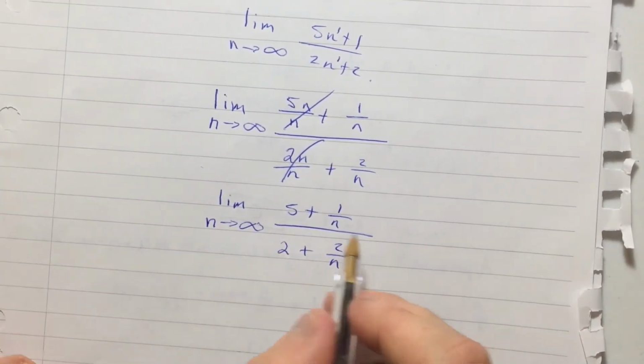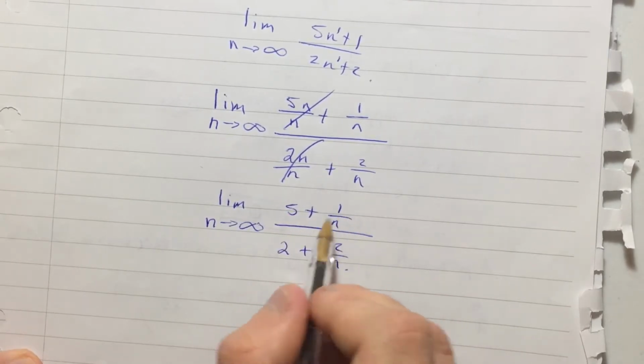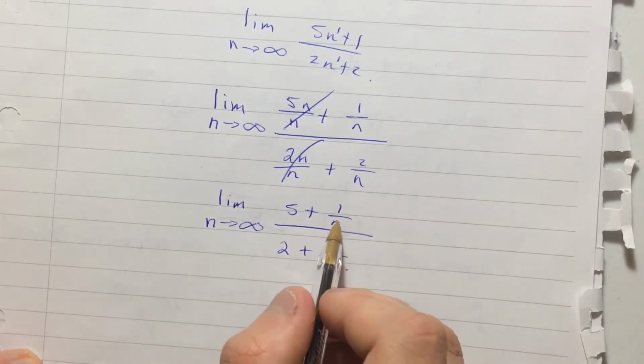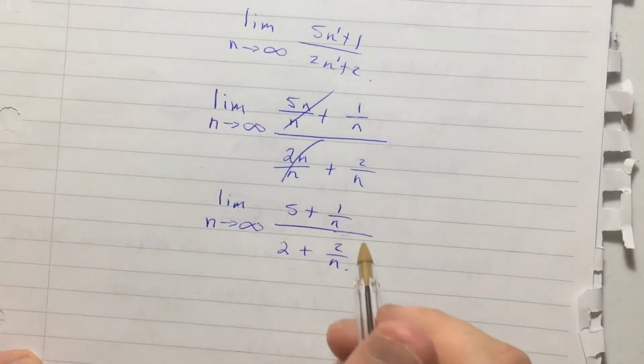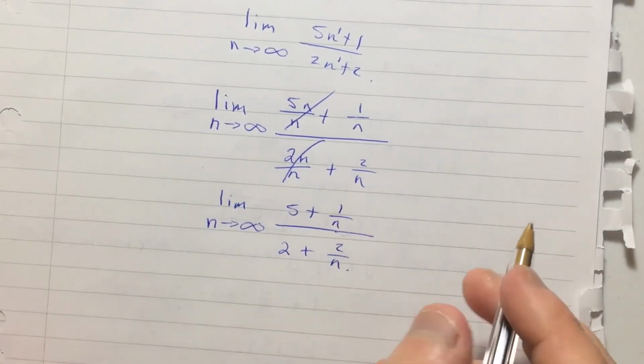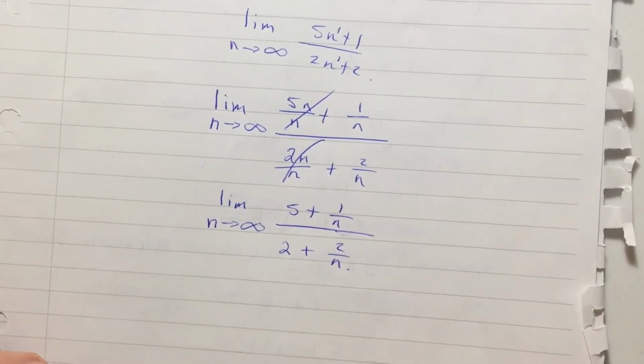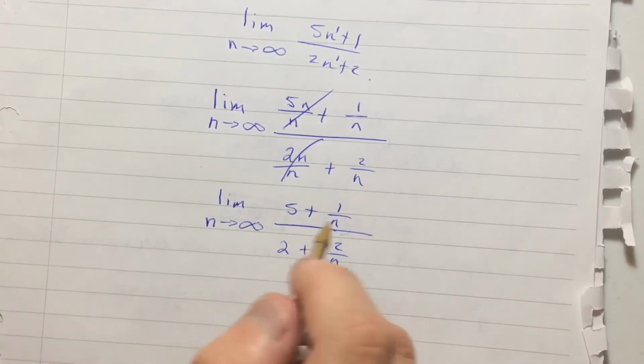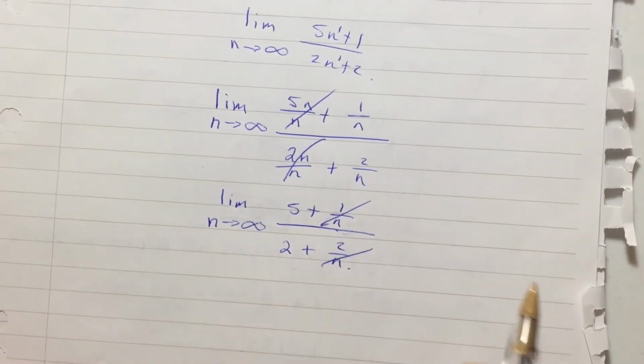Well, if I plug in infinity, this is 5 plus 1 over like a trillion, a gazillion, a quintillion. I can't think of any other bigger number. A googol. Oh man, I don't like the word googol because it just makes me think of Google. Anyway, this is going to go to 0, this is going to go to 0.